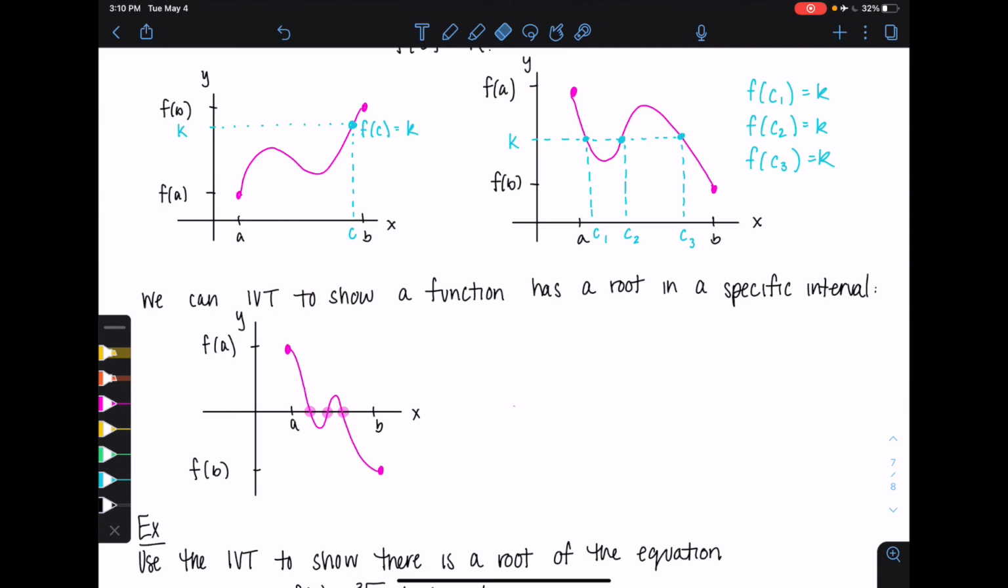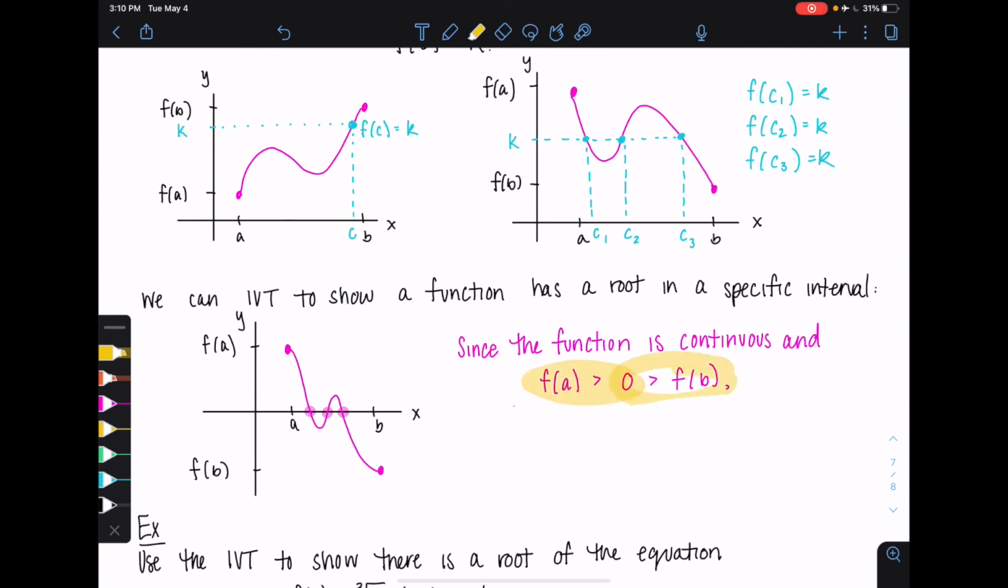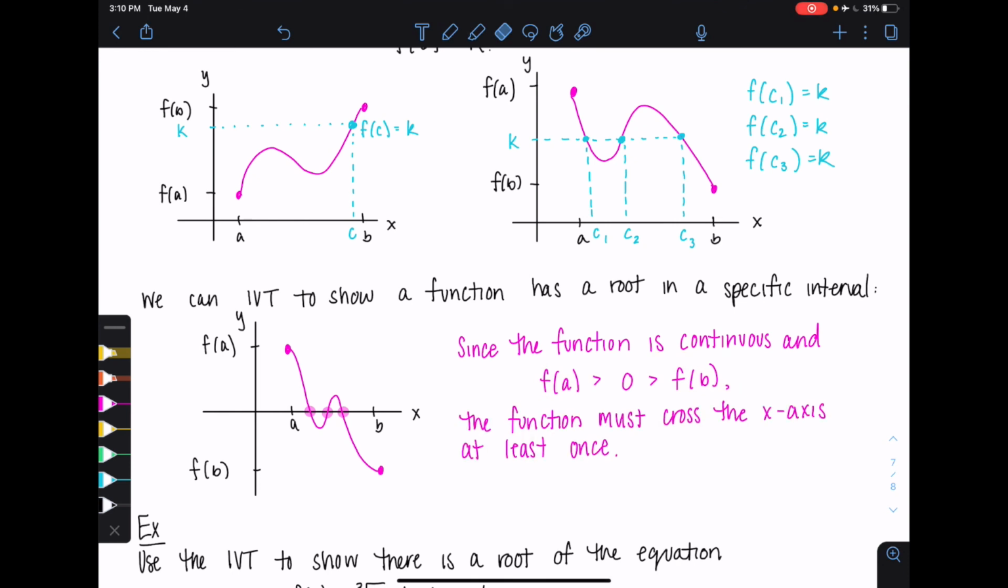So if I go ahead and draw a function, and at one endpoint my function is positive, at the other endpoint my function is negative, because it's continuous, I have to cross the x-axis. So I'm guaranteed that I'm going to have an x-intercept somewhere in between a and b. Since this function is continuous, one endpoint is positive, the other endpoint is negative, the function must cross the x-axis at least once. And here it crosses it 3 times. You're guaranteed at least one exists, you aren't always guaranteed that more do.